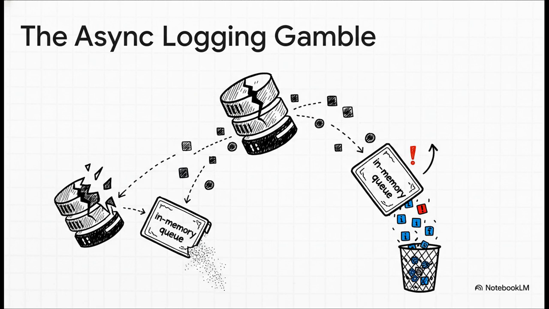Those log messages are just sitting in a temporary line, an in-memory queue. If your application suddenly crashes, boom, every message in that queue is gone forever. Even worse, under heavy load, that queue can fill up. And to prevent the whole system from falling over, the logger will just start throwing away messages. And you risk losing the exact breadcrumbs you'd need to figure out why the system was struggling in the first place.